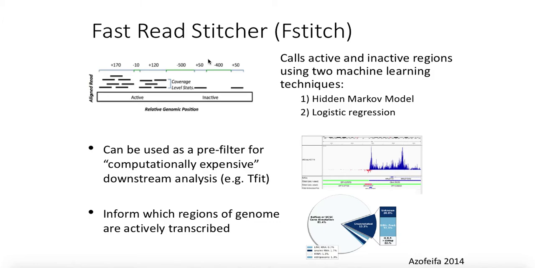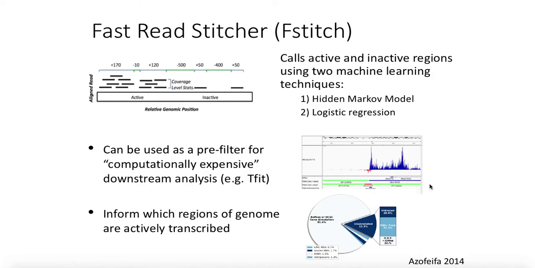And so really, we don't want to look at this because we can't gain a lot of information out of this. We can't model it. So we just want to ignore that. Okay. So by ignoring that, we can use Fstitch as a pre-filter for things that are more computationally expensive, something like Tfit, which we'll talk about in a minute.